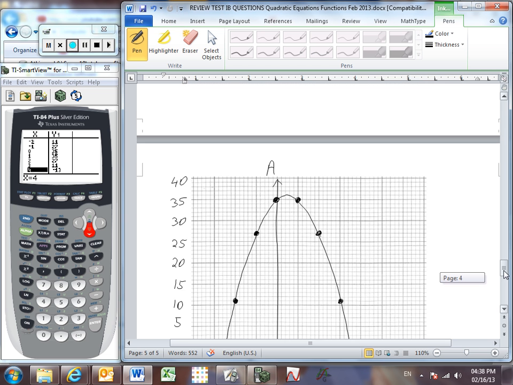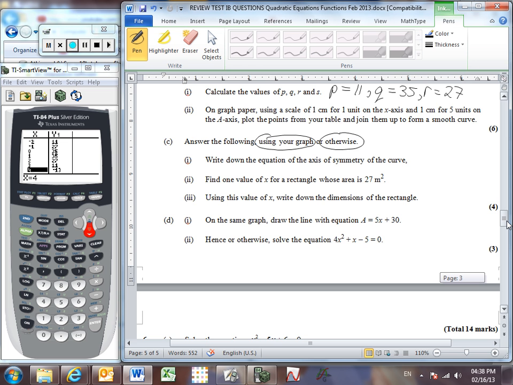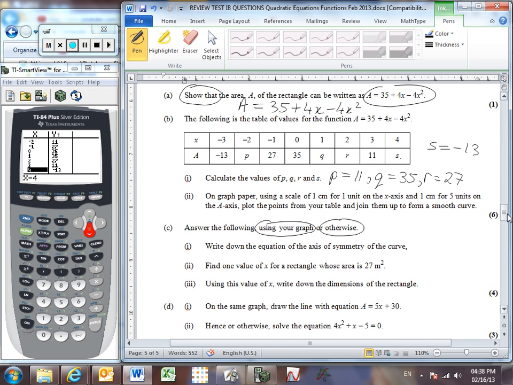But it did say "or otherwise," and I know that I don't really trust graphs because they're often not given to scale. So I would probably just prefer to calculate the axis of symmetry using my original function. I think I'm going to rewrite it first into standard form. So I've got my quadratic term first, then my linear term, and then my constant term.